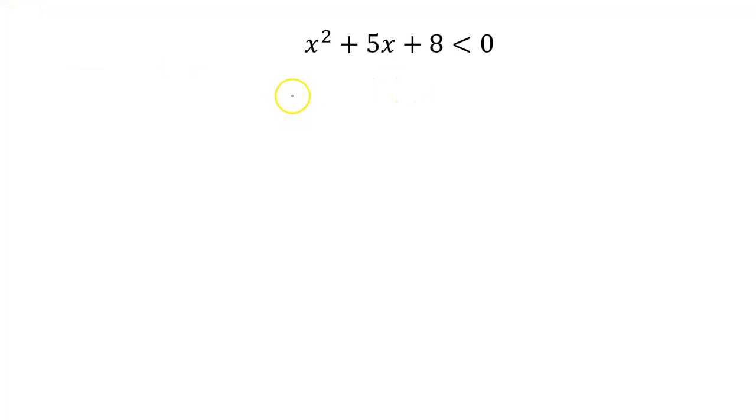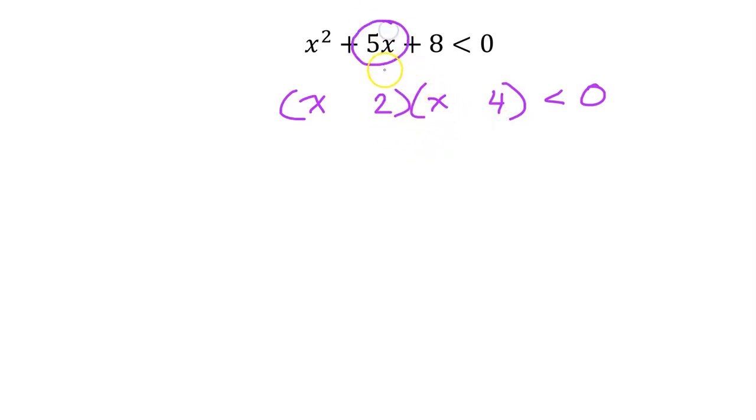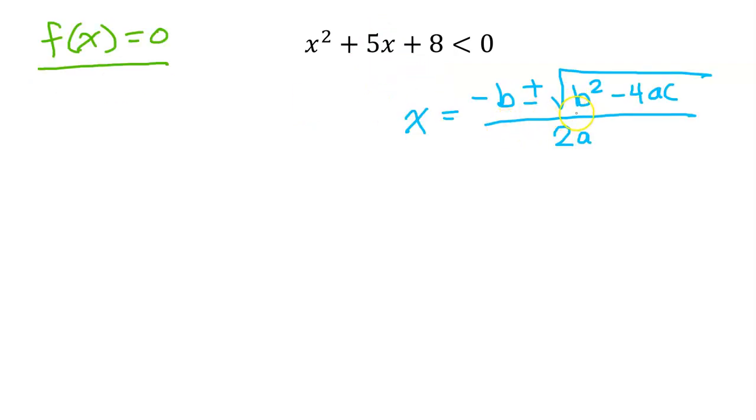This next example is a little bit tricky because when we try to factor, we quickly realize that this is unfactorable. 8 can either factor as 2 times 4 or 8 times 1. Either way, there's no way that we can get a middle term of 5x out of this. So we need to use the quadratic formula to try to find the critical values. Here is the quadratic formula. For this problem, a is 1, b is 5, and c is 8.